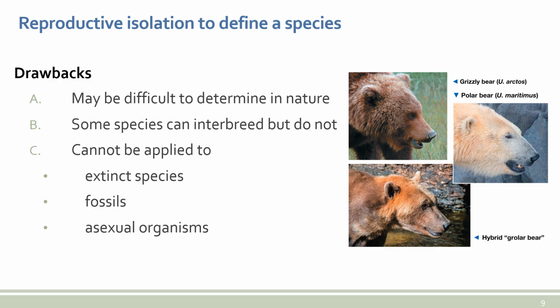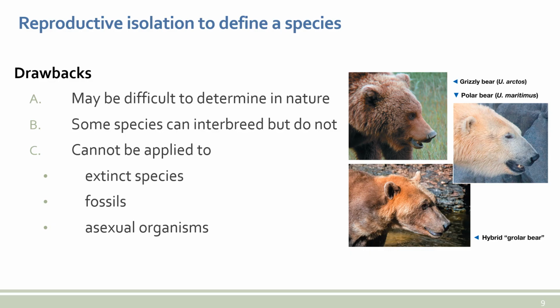The other problem is that some species can interbreed, but tend not to. So for example, wolves and domestic dogs can generally interbreed with one another, but they tend not to because domestic dogs are kept on property away from wild wolves.